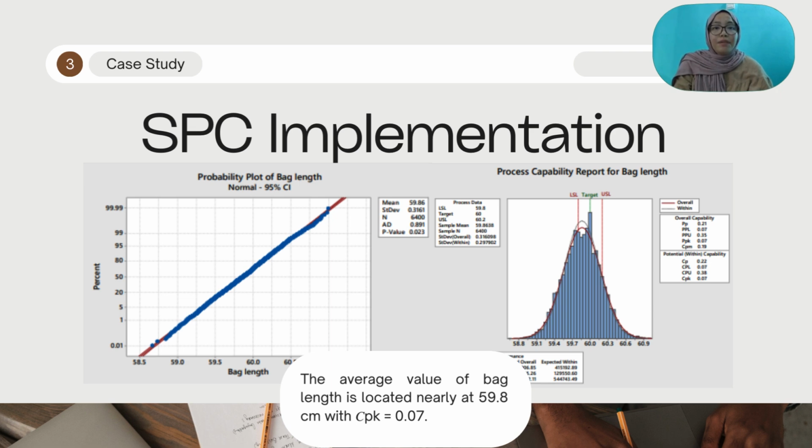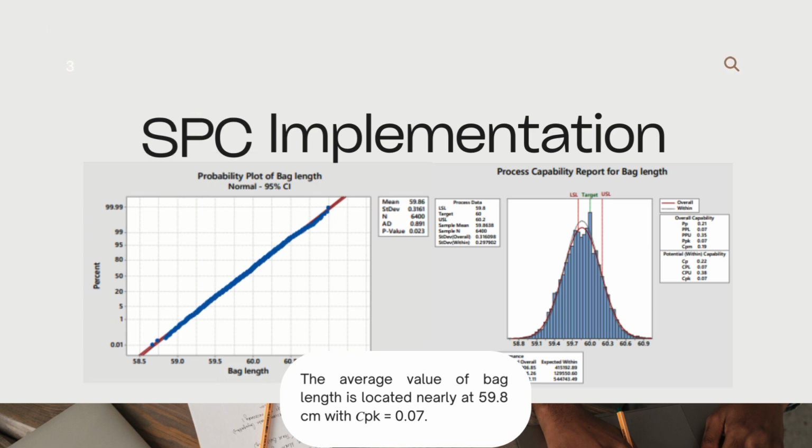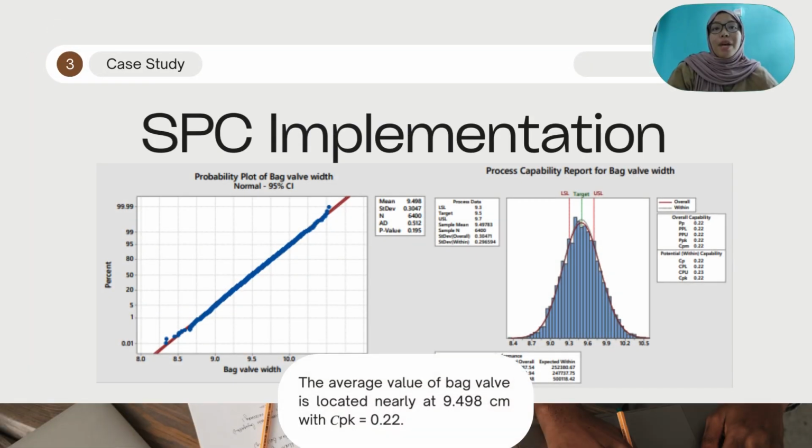The irregular behavior of the bag showed 453 samples were out of control for bag length dimension, about 3,624 bags of a total of 6,400, with a ratio of 56% defective. The average value of bag valve is located nearly at 9.498 cm with a CPK of 0.22.